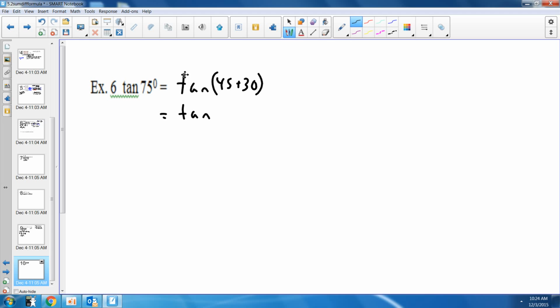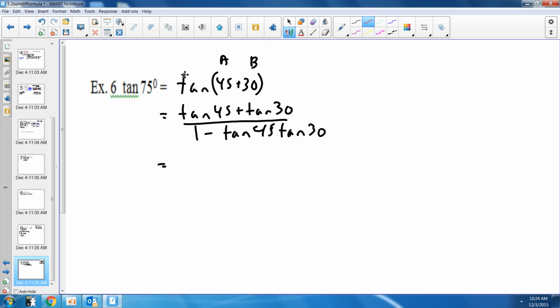Tangent. This is your A, this is your B, so it's going to be tangent A plus tangent B over 1 minus tangent A tangent B. Direct substitution into the identity. Well, the good news is that the tangent 45 is equal to 1. So I can help myself out quite a bit by just replacing 1 with the tangent 45. Tangent 30 is 1 over radical 3. So I now need to rewrite that: 1 plus 1 over radical 3 over 1 minus 1 over radical 3.